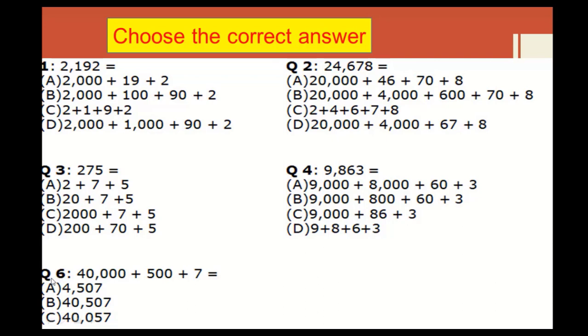The next question, 40,000 plus 500 plus 7. So we have to choose the correct number for this. 4,507, that is 40,057. So option B is the correct answer.